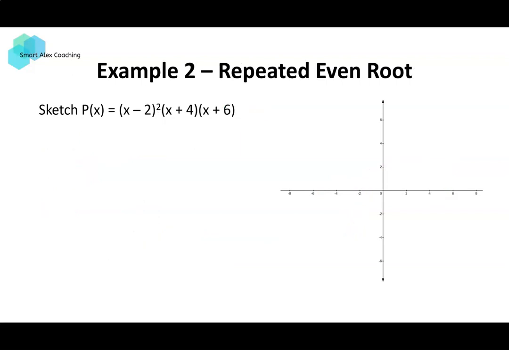In example 2, I now have a repeated even root. By solving p of x is equal to 0, I'm going to get roots at x is equal to 2. This is a repeated even root. I'm also going to get two single roots at x is equal to minus 4 and x is equal to minus 6. So these are going to be my single roots, marking it on the diagram at 2, at minus 4, and minus 6. The leading term of this polynomial is going to be x to the power of 4.